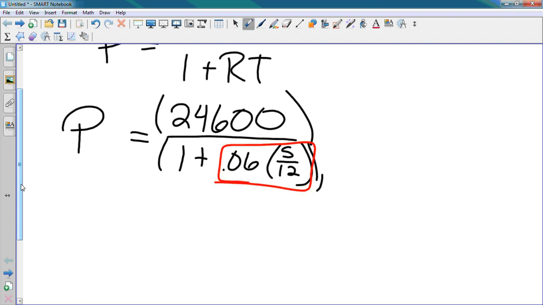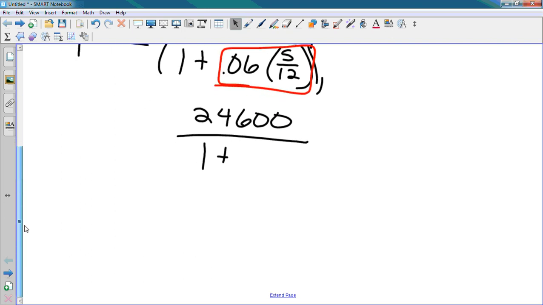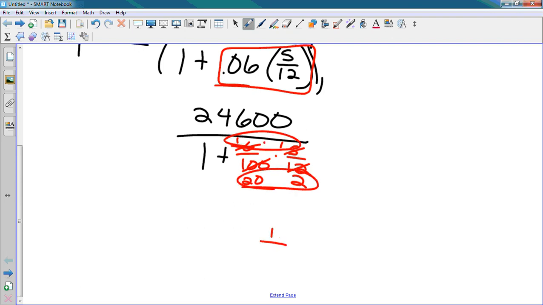Okay, so I'm going to do this part right here. So I have 24,600 divided by 1 plus, I'm going to change to a fraction. What's 0.06 as a fraction? 6 over 100 times 5 over 12. Now, when you multiply fractions, the first thing you do? Cross reduce. So here I'm going to do my 6 and 12, 1 and 2. Can I do 5 and 100? Yeah, 20 and 1. Now what do I do with my fraction? I multiply across the top, I get 1, bottom, 40. So I have 1 plus 1 over 40, and I still have 24,600.